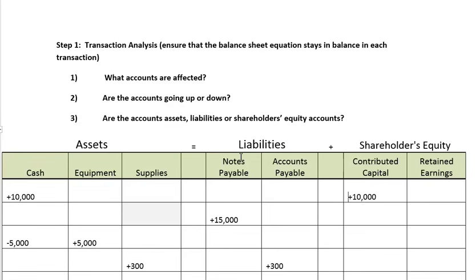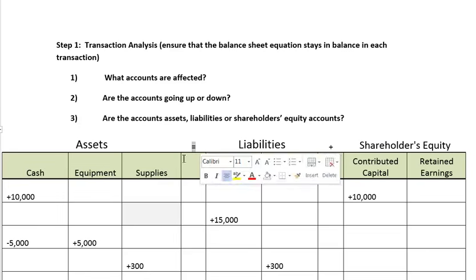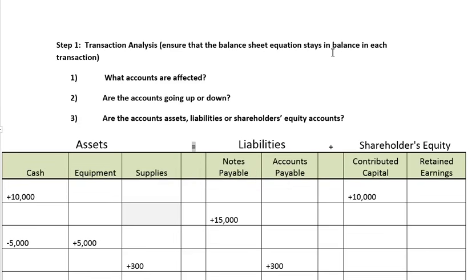So what happens? Well, we know cash is an asset. We know contributed capital is shareholders' equity. Notice that when the left side of the equality goes up, the right side went up. So the accounting equation or balance sheet equation stays in balance with this transaction.